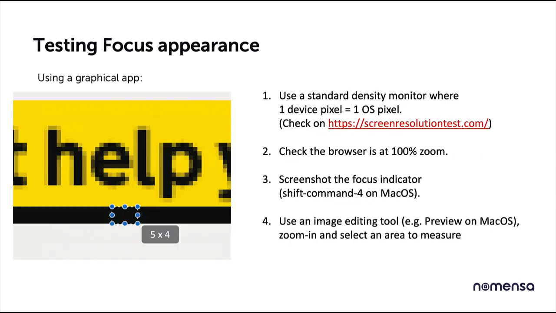And then you can also use a graphical method of working out exactly what an indicator is. There's a couple of caveats. You need to make sure that you're using a standard density monitor, as in one device pixel is one OS pixel. You can check that on screenresolutiontest.com. Also, make sure the browser is at 100%, otherwise those computed values are going to be different from what the author has set. And then there's quite an easy way of taking screenshots.